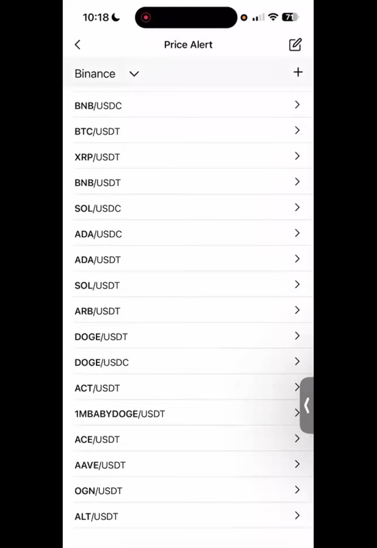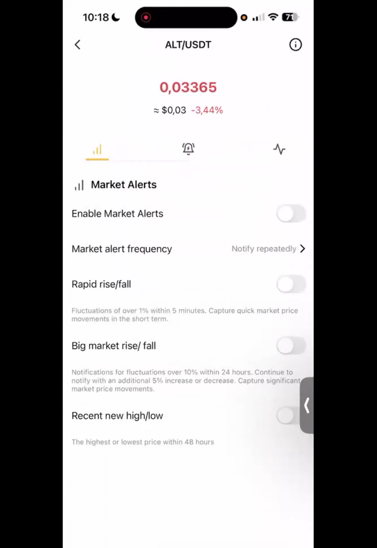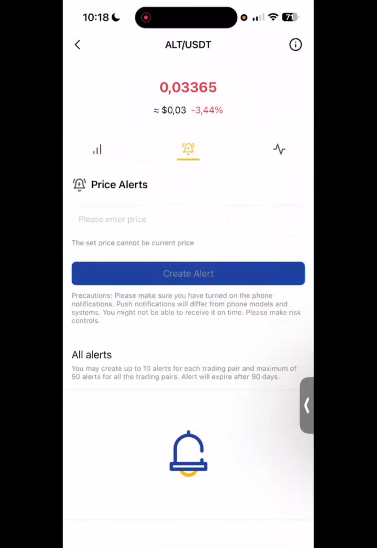It doesn't end there. I have to tap on it. What do I want to be alerted on? Is it the market alerts? Or is it the price alerts? Or is it the fluctuation alerts? What do you want to be alerted of?